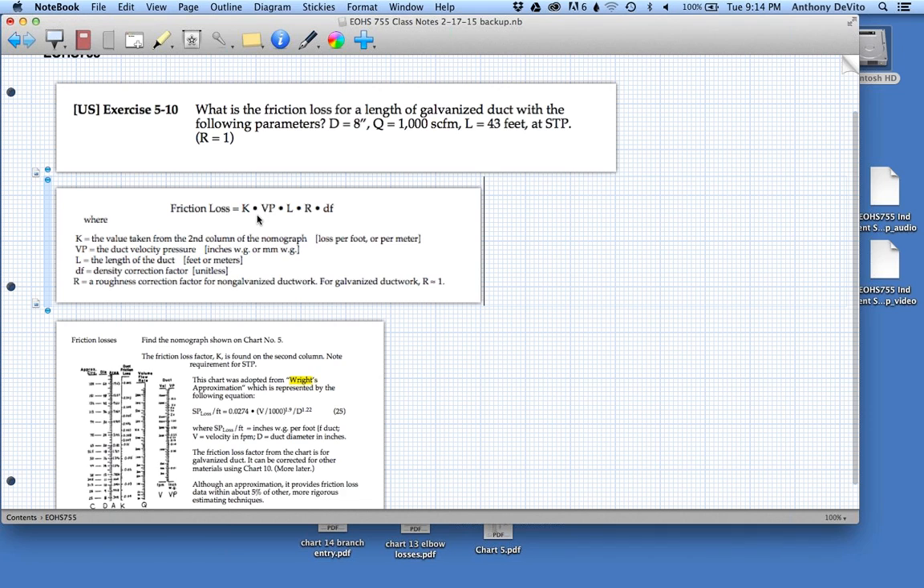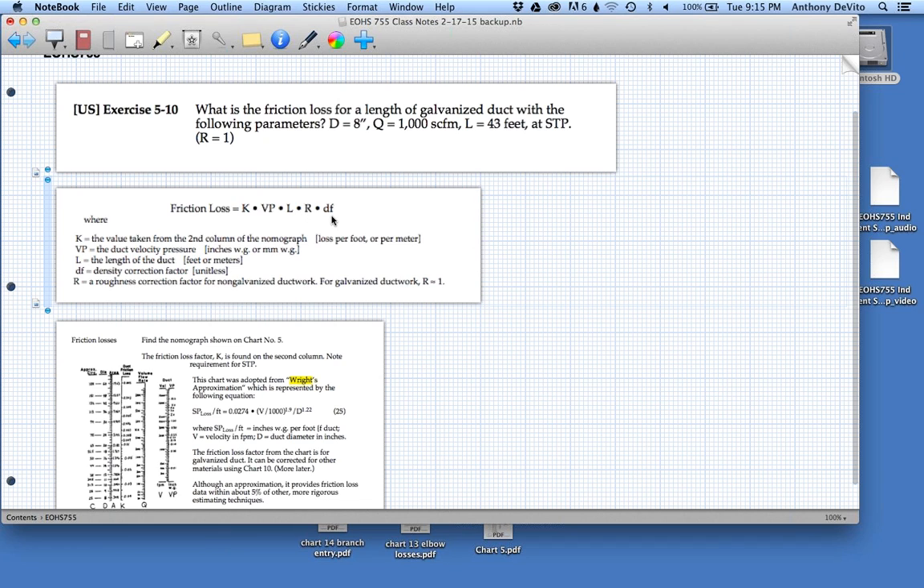Okay, so now how do we figure that? Well, we use a formula. K times the velocity pressure, just as we did before. Nothing's changed. Same thing as we did for the elbow, right? Velocity pressure times that factor K, which is specific to either the transition or, in this case, the ductwork that we're working with, times the length. Actually, what we wind up with here is the frictional loss per foot of ductwork. So then we multiply by the length of ductwork, 43 feet.